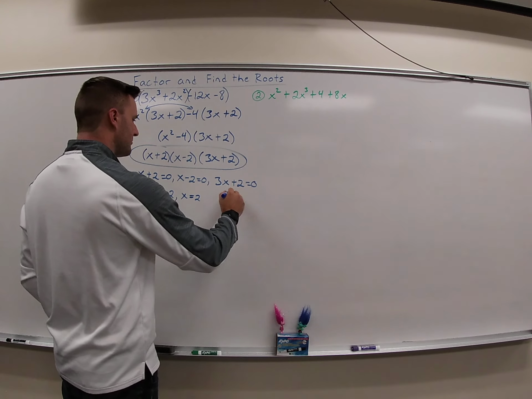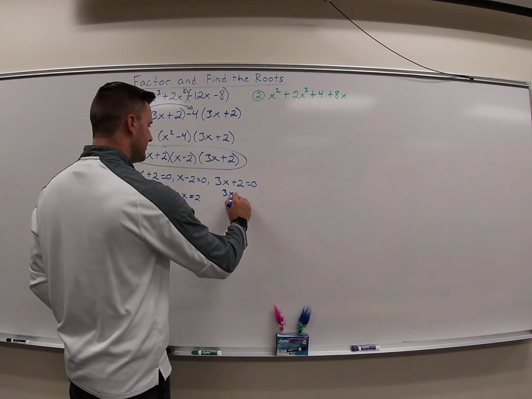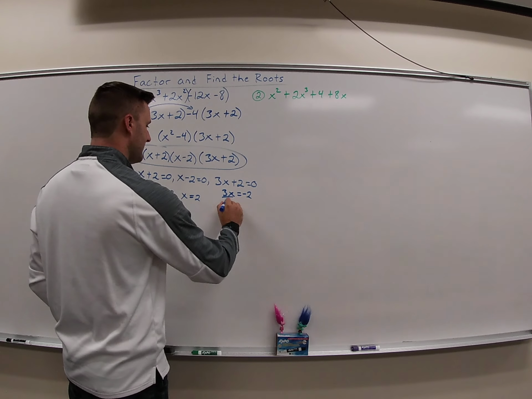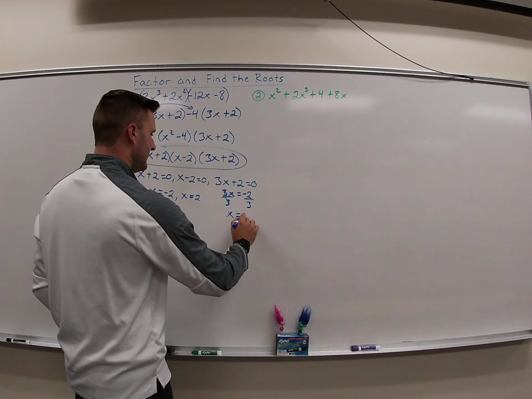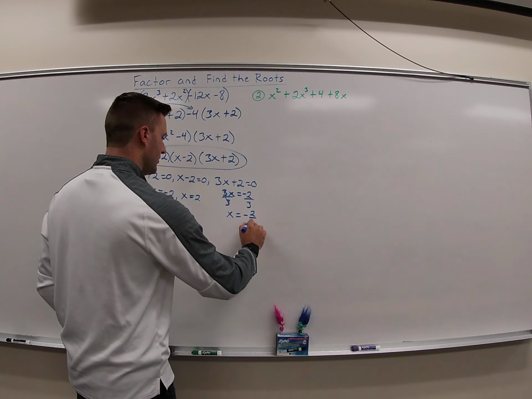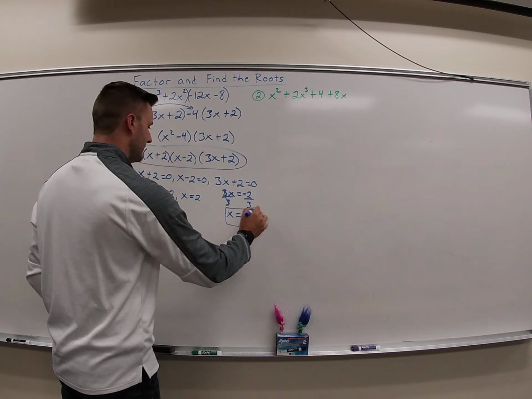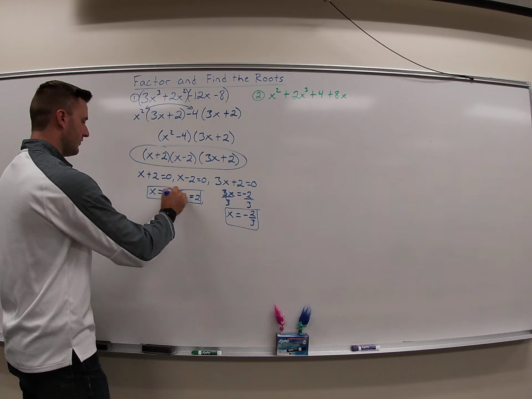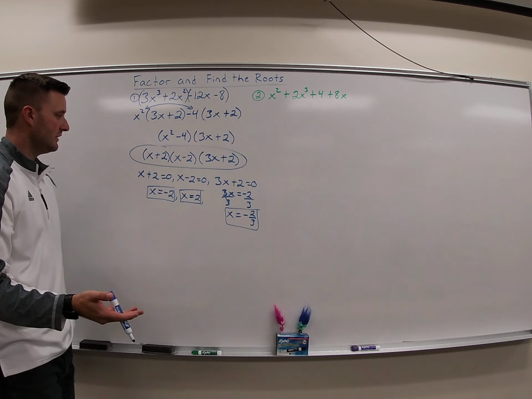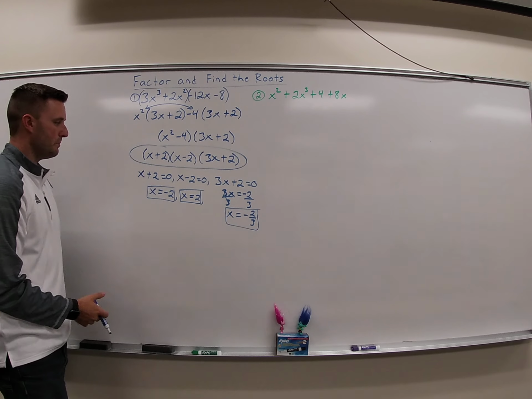And here, after I subtract 2, I get that 3x equals negative 2. And after I divide both sides by 3, we're going to get that x also equals negative 2 over 3. So there's 1, 2, three factors or three roots given our factored form.